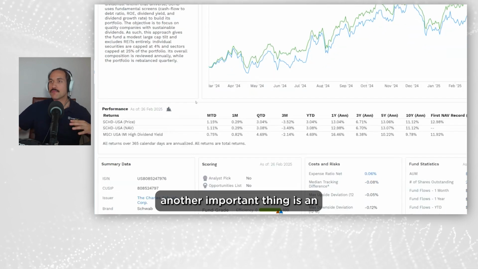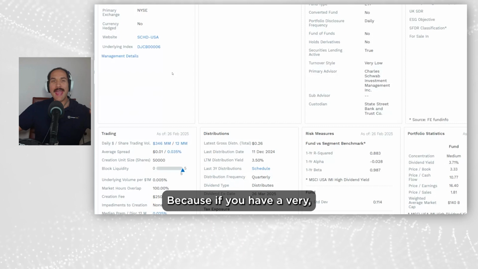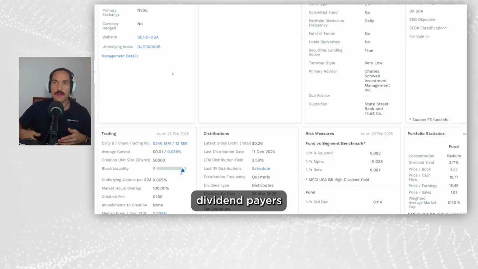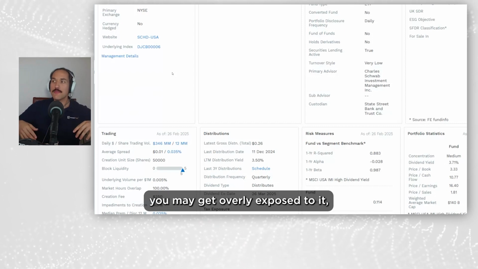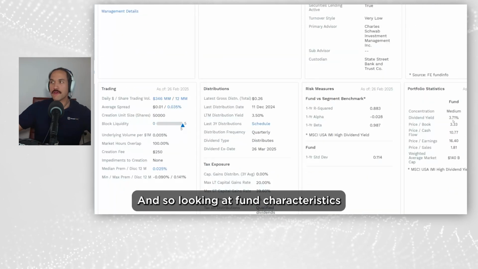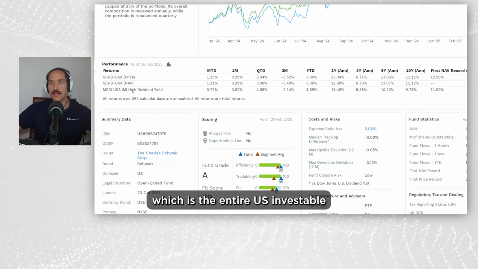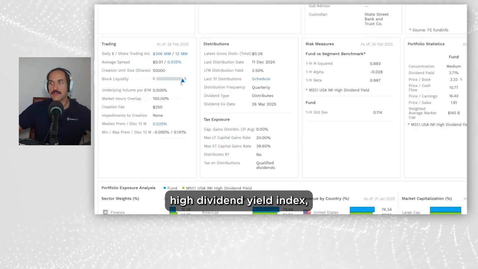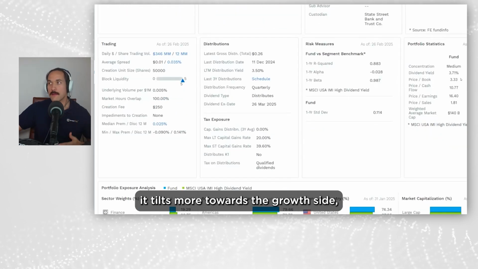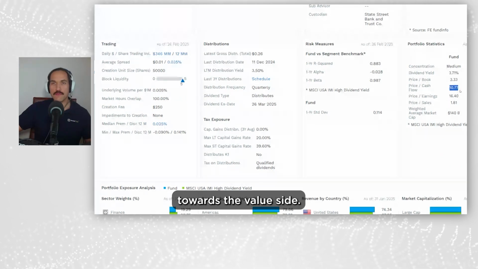But another important thing is an individual cap on any name of 4%, because if you have a very, very large name that is a solid dividend payer, has a good history over 10 years, you may get overly exposed to it, especially as you contract the universe. And so looking at fund characteristics relative to this fund's benchmark, which is the entire US investable high dividend yield index, it tilts more towards the growth side, which is interesting to me, and a little bit more towards the value side, which you'd expect, right?